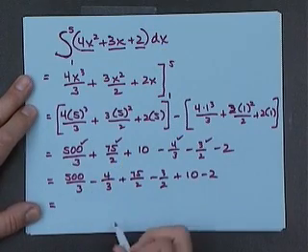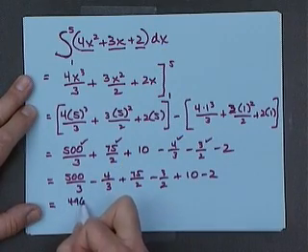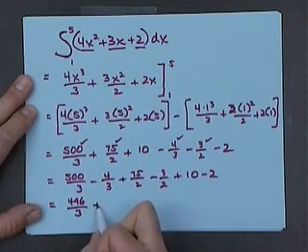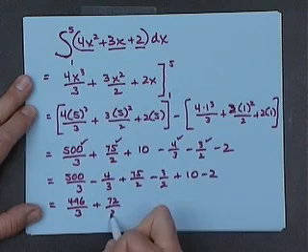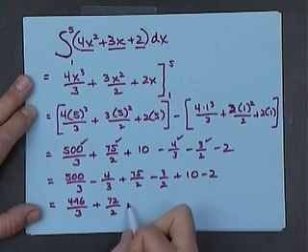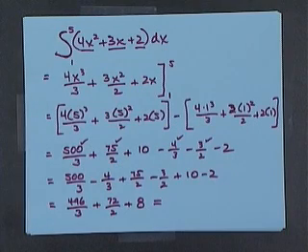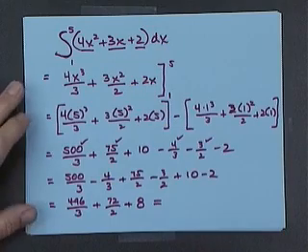So let's do the thirds. 500 minus 4, 496 over 3. Let's do the halves. What, 72 halves? And the whole numbers, somebody check that, but I believe those are the correct numbers. If you add them together, you should get 209 1/3.